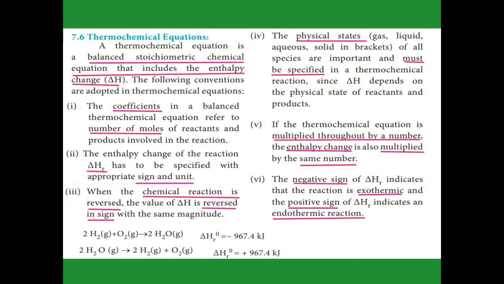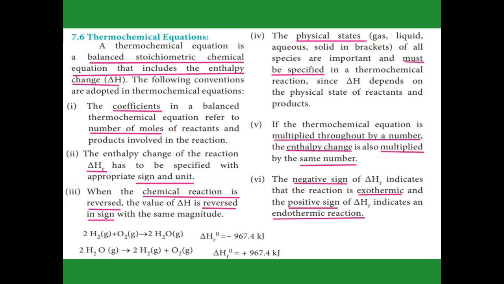Now see the example. Below, I have given two examples. 2 moles of hydrogen react with 1 mole of oxygen to give 2 moles of H2O. The 2 moles, 1 mole, are called coefficients. In that one, the delta H naught, the standard enthalpy change of reaction, is minus 967.4 kilojoule. It is an exothermic reaction. The water formation reaction is an exothermic reaction. Negative value means the heat is evolved, so it is an exothermic reaction.